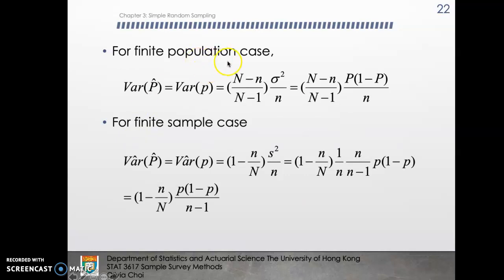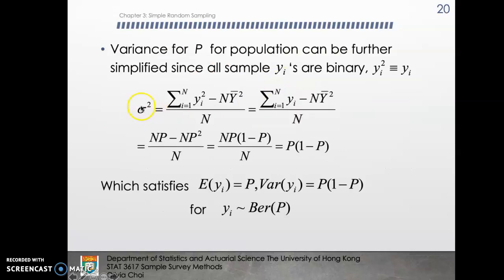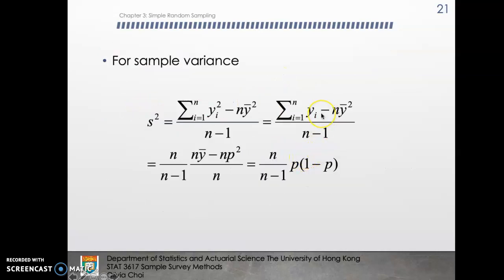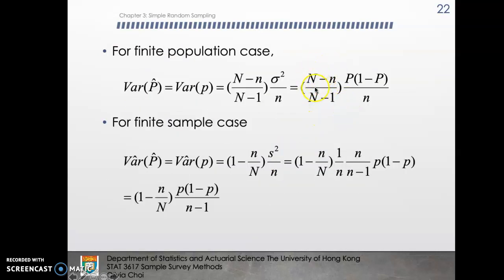So for the finite population case, the true variance of our proportion equals sigma square over n multiplied by the finite population correction. For the proportion case, we find that sigma square equals p times 1 minus p. So that would be the finite population correction factor multiplied by p times 1 minus p divided by n. Okay, so this is the true variance of our sample proportion.